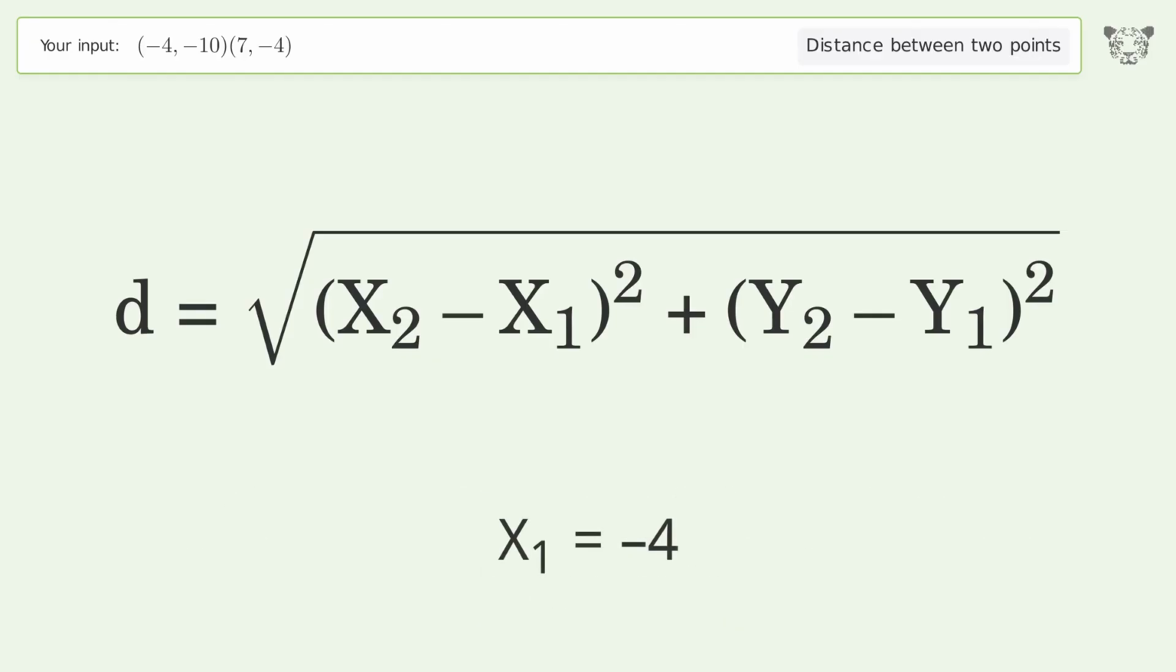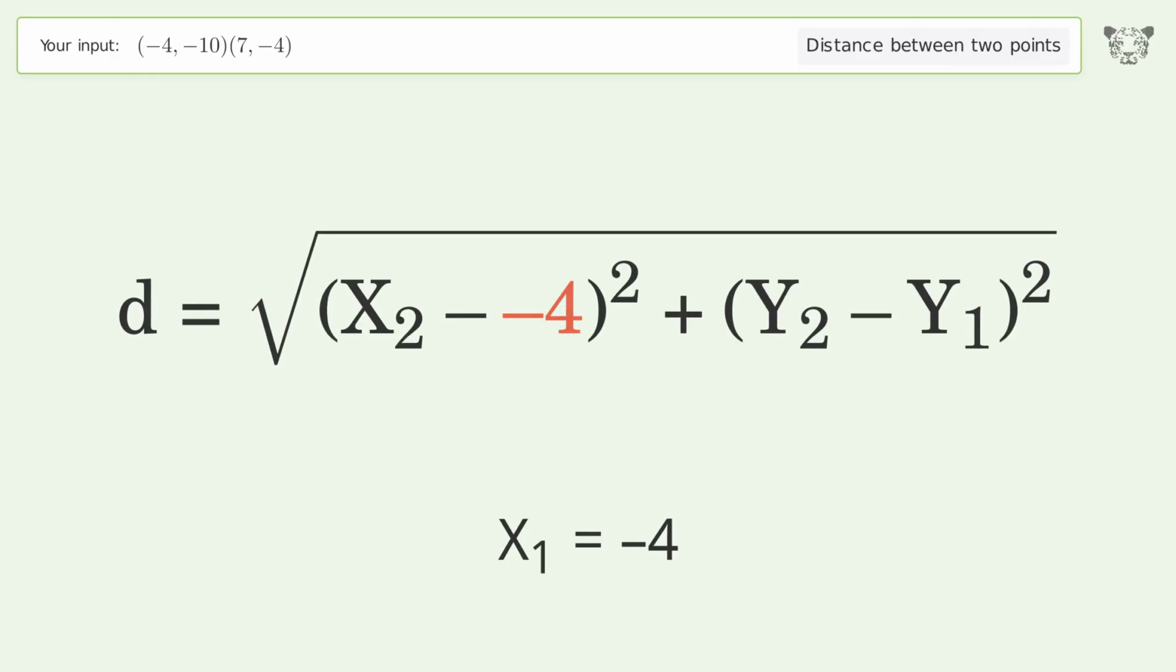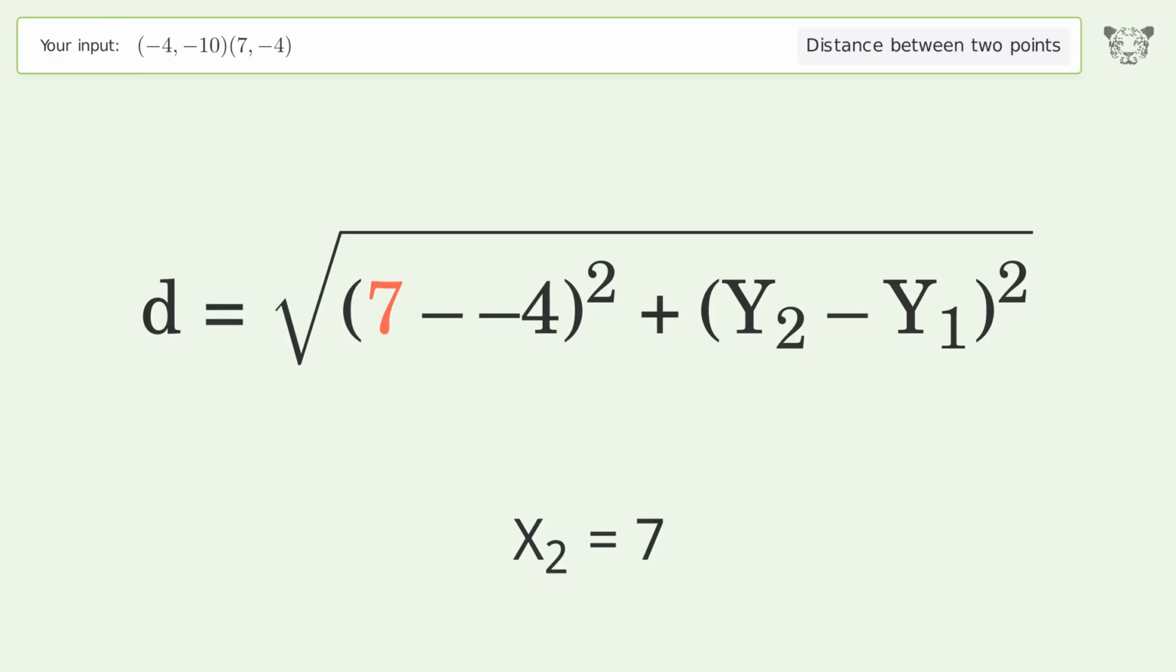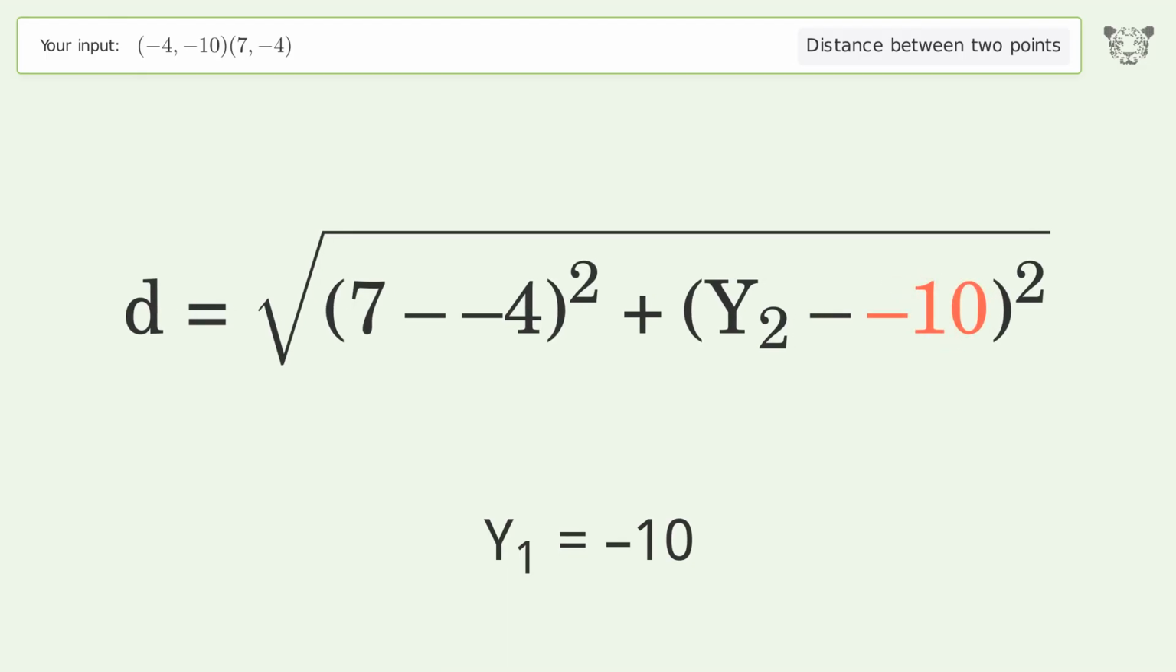x1 equals -4. x2 equals 7. y1 equals -10. y2 equals -4.